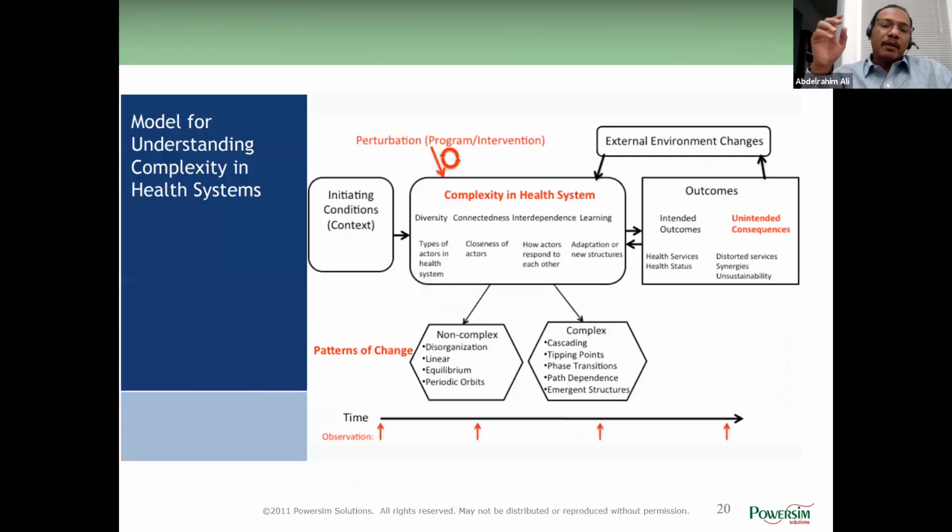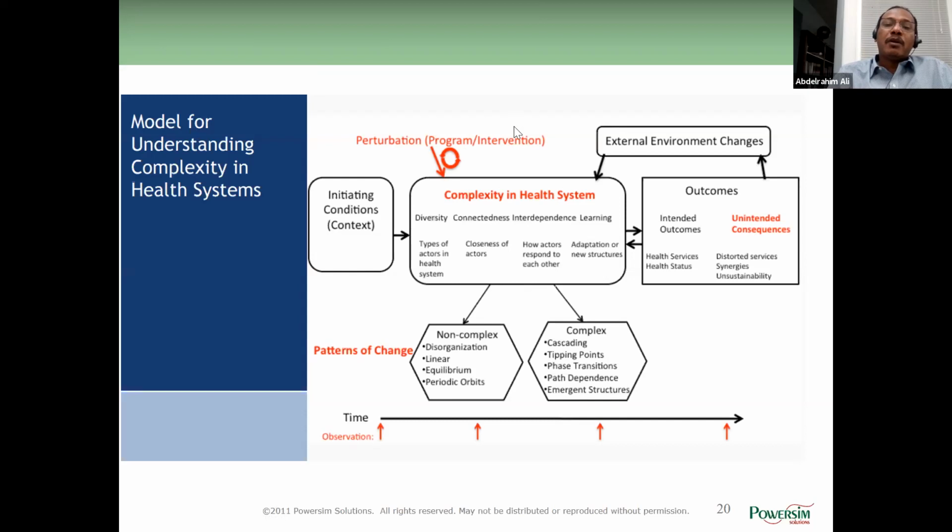And at the same time, the health system by its nature is a complex system. And usually the complexity of the health system is because it has diversity and also connectedness and also interdependence. And you can see it sometimes learn and adapt itself. We have different types of actors in the health system. Also, all people are close together to do the same thing or similar things, and how actors respond to each other and the adaptation.